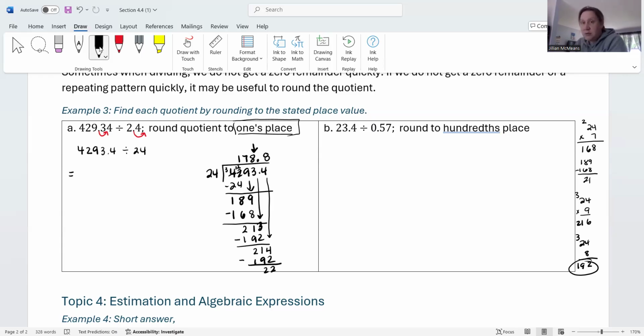We don't have to keep dividing, okay? We have enough information here to do the rounding, okay? So what we're dealing with here is 178.8. We know we're rounding to the ones place, so that's going to be the first 8. The second 8 tells me to round up, so I would say this is approximately 179. So 429.34 divided by 2.4 is approximately 179. Not exact because we rounded, but it's pretty close.